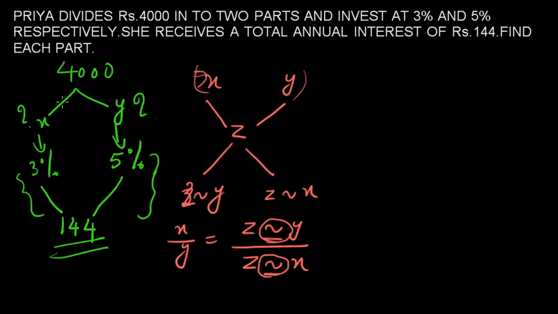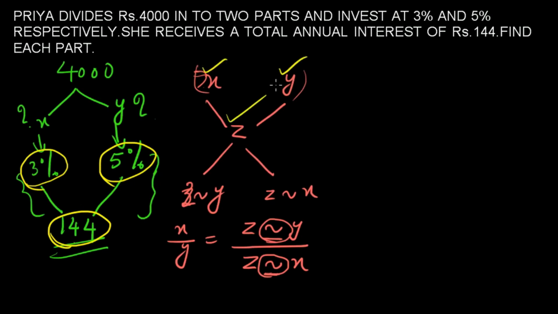So in the same way here also it is given. Here the rate of interest is 3% and here the rate of interest is 5%. So first you have to find out the rate of interest for 144. You have to convert it into a percentage. Then only you can use the rule of alligation. X, Y and Z should be of the same type. So how can you get the rate of interest here?